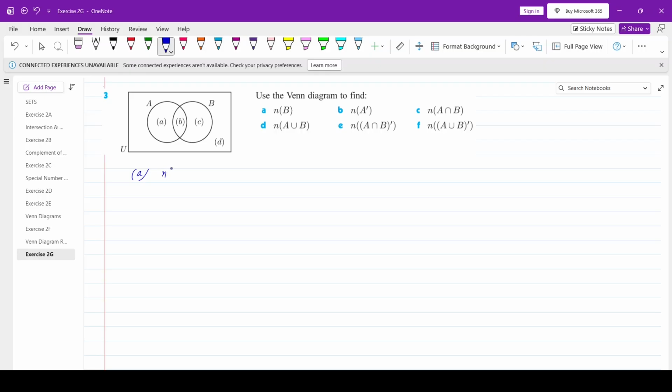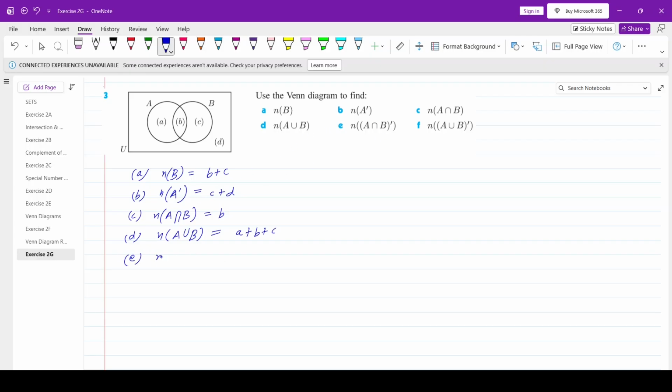The number of elements in B is going to be b plus c. The number of elements in A prime will be c plus d. The number of elements in A intersection B is going to be small b. The number of elements in A union B is going to be a plus b plus c.